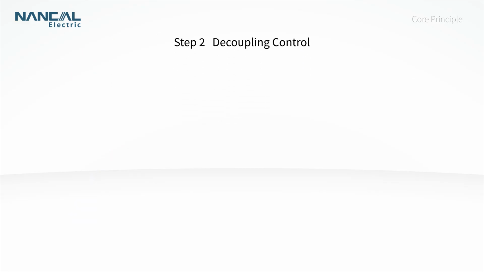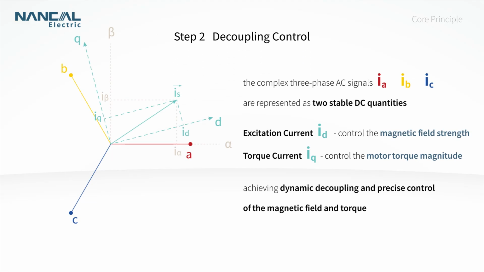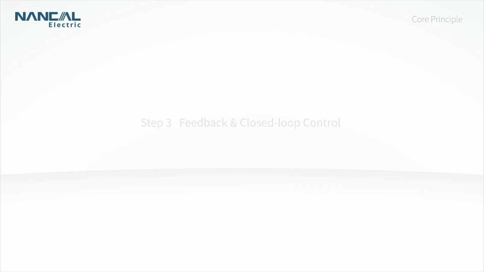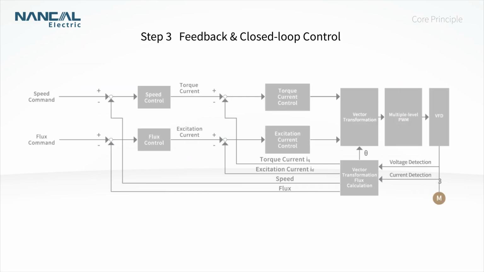Step 2. Decoupling control. After this transformation, the complex three-phase AC signals are represented as two stable DC quantities. The D-axis current component, ID, acts as the excitation current, controlling the magnetic field strength. The Q-axis current component, IQ, acts as the torque current, controlling the torque magnitude. By applying independent PI regulators to ID and IQ, dynamic decoupling and precise control of the magnetic field and torque are achieved.